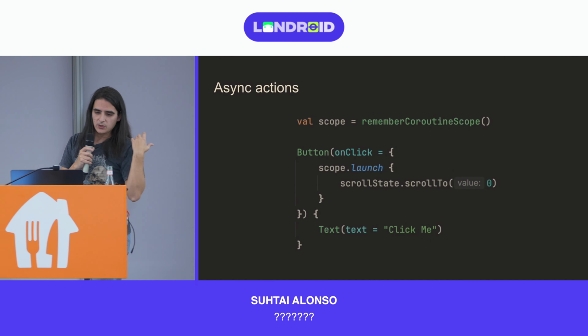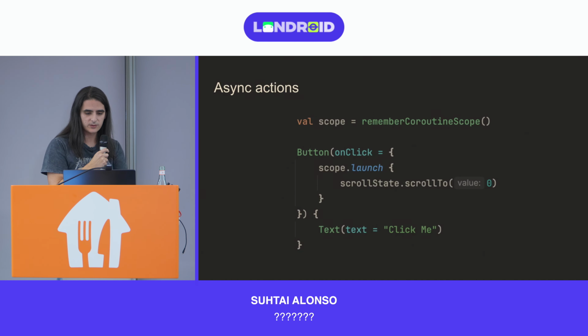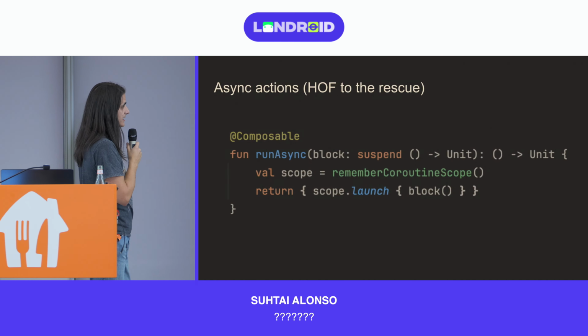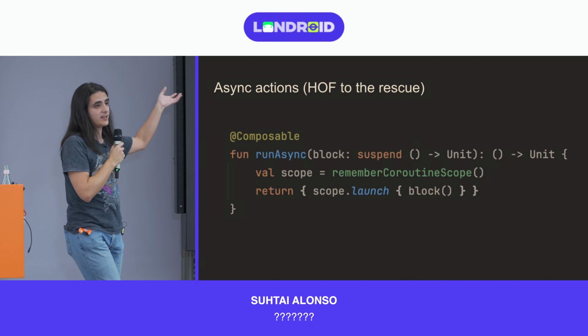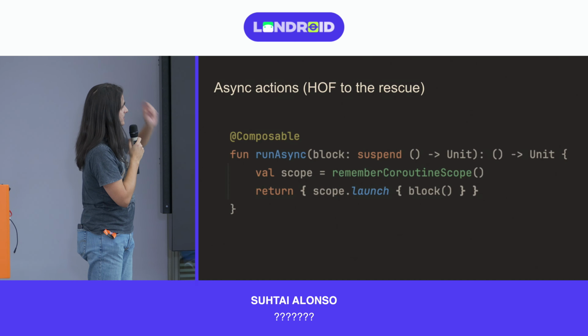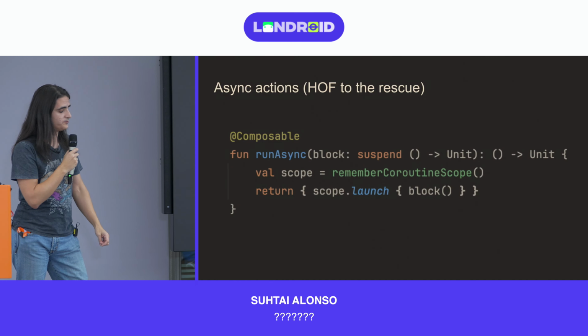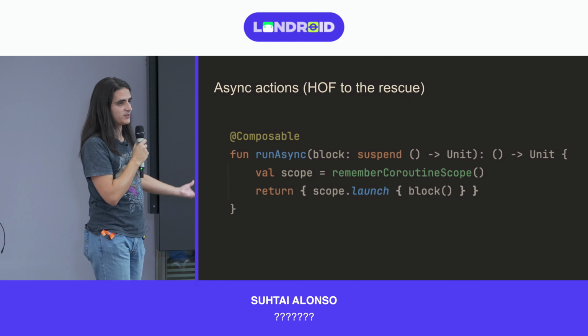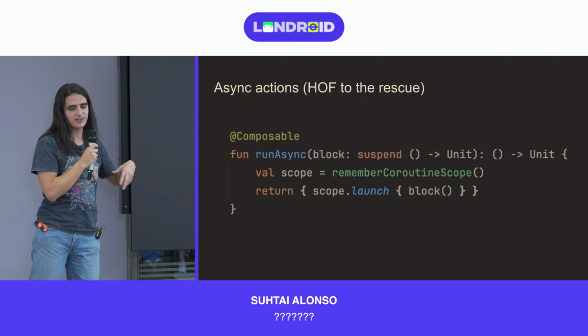But anyway, going back to local scopes in Compose, one little tool I like to use is this one, called run async. I'm basically doing the same code that we were doing before, but in shorthand. And also, HOF is not related to Baywatch. It's a higher-order function. What it means is a function that returns another function.